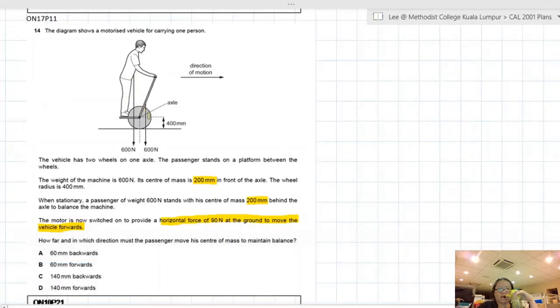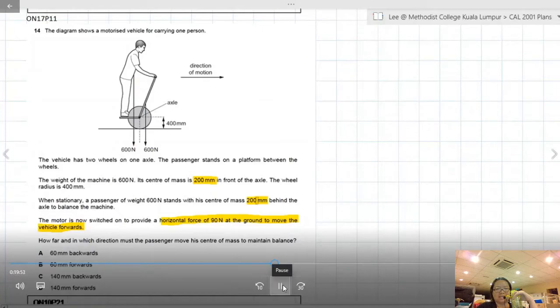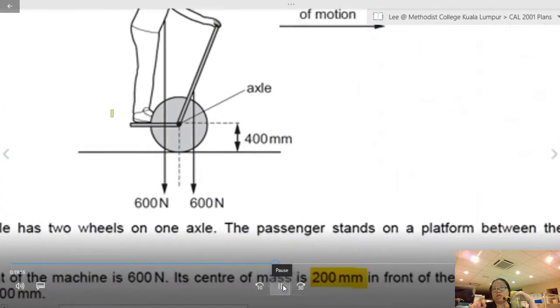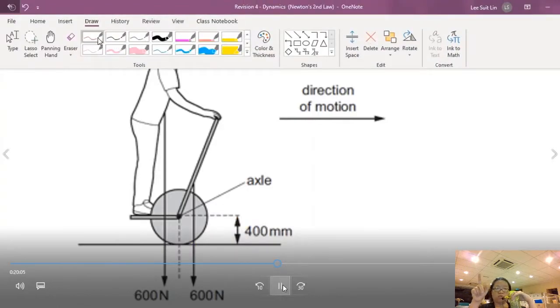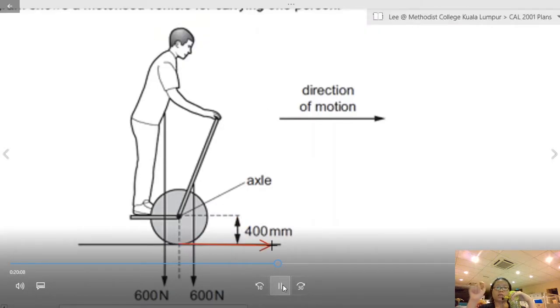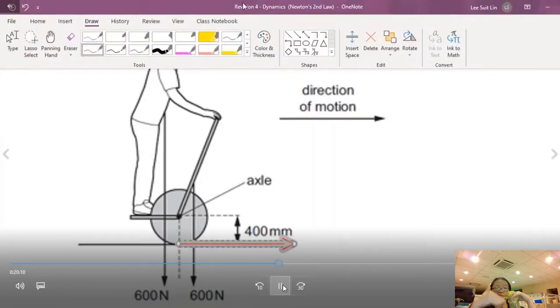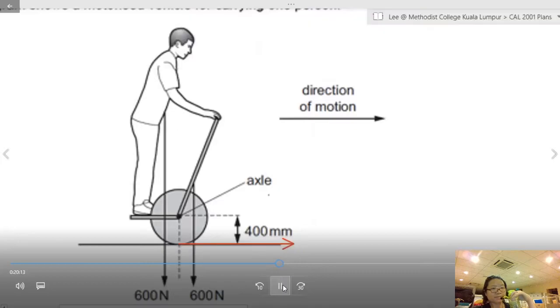When the motor moves, there's a horizontal force of 90 Newton at the ground to move the vehicle forward. So I'm going to zoom into the ground and draw the 90 Newton. The vehicle is moving forward, so the force has to be forward. The wheel pushes the floor backwards, the floor pushes the wheel forward. This is a friction force, parallel to the contact surface. You see, always the same 4 types of forces. I repeat, the wheel will turn this way to push the floor backwards. It's like you walking on a treadmill.